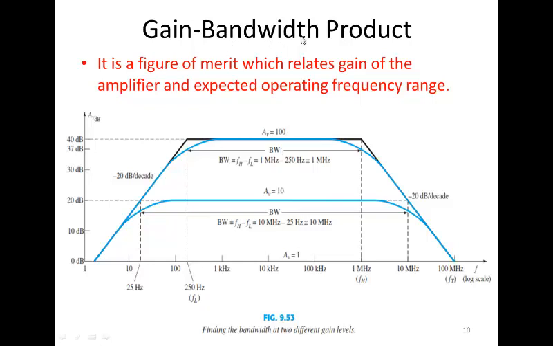So gain bandwidth product is nothing but the product of gain and bandwidth. This product basically signifies the relationship between gain and bandwidth. If you reduce the gain, the bandwidth of the amplifier is increased. This product, gain bandwidth product, always remains constant for a given amplifier.